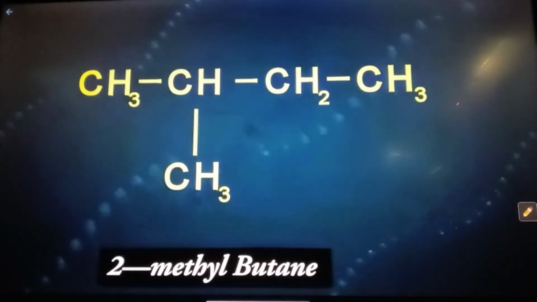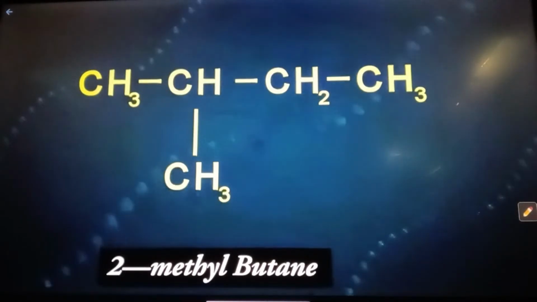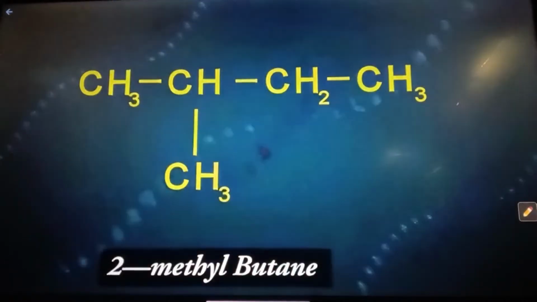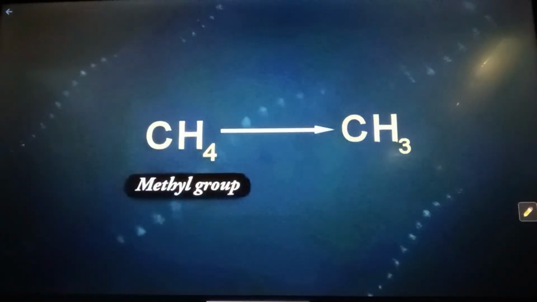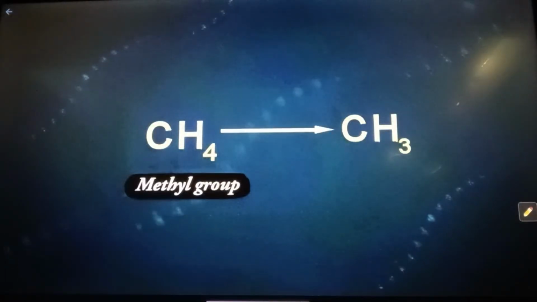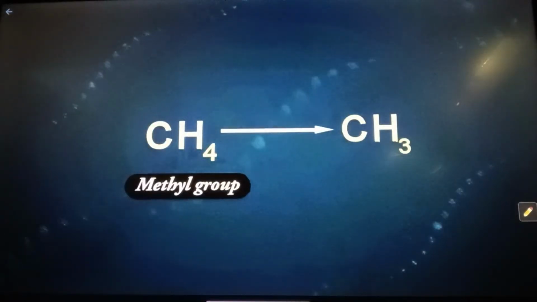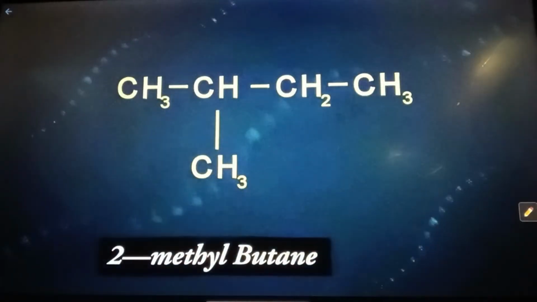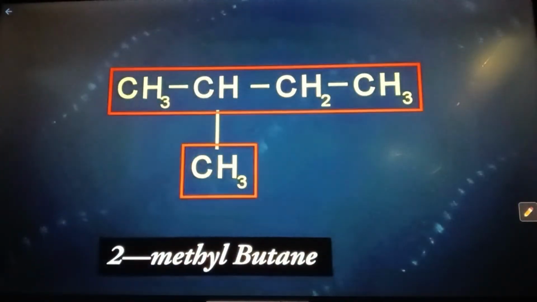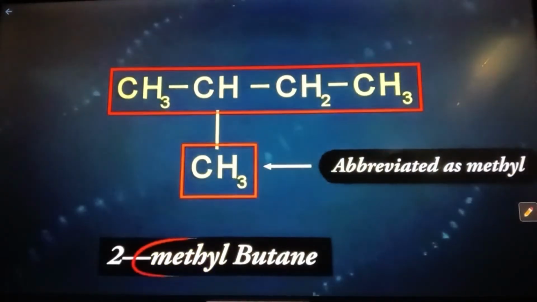An alkyl group is derived from a saturated hydrocarbon by removing a hydrogen atom from carbon. Thus, CH4 becomes minus CH3 and is called methyl group. ये अभी तक नहीं पढ़ा था आपने मिथाइल, आप ये एल्काइल ग्रुप पढ़ रहे हो। An alkyl group is named by substituting YL for ANE in the corresponding alkane. For example, in 2-methylbutane, where methane group is attached to the main parent alkane, it is abbreviated as methyl.